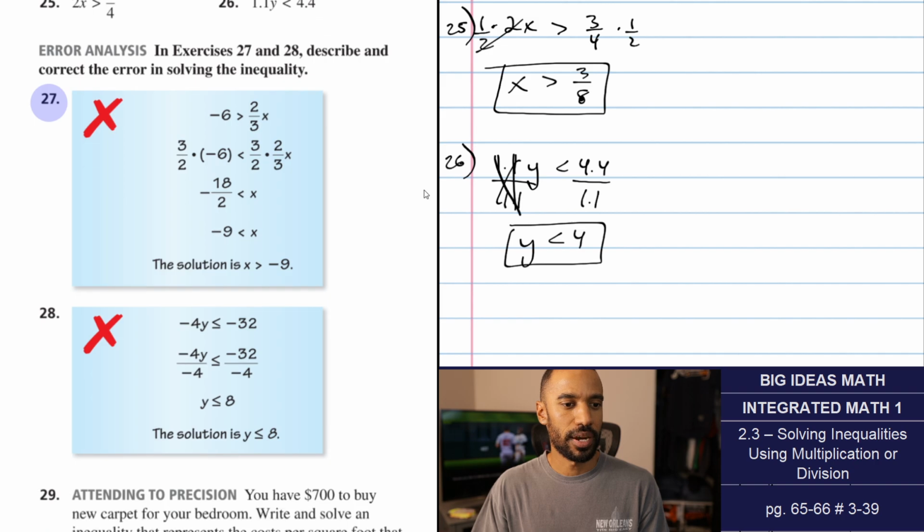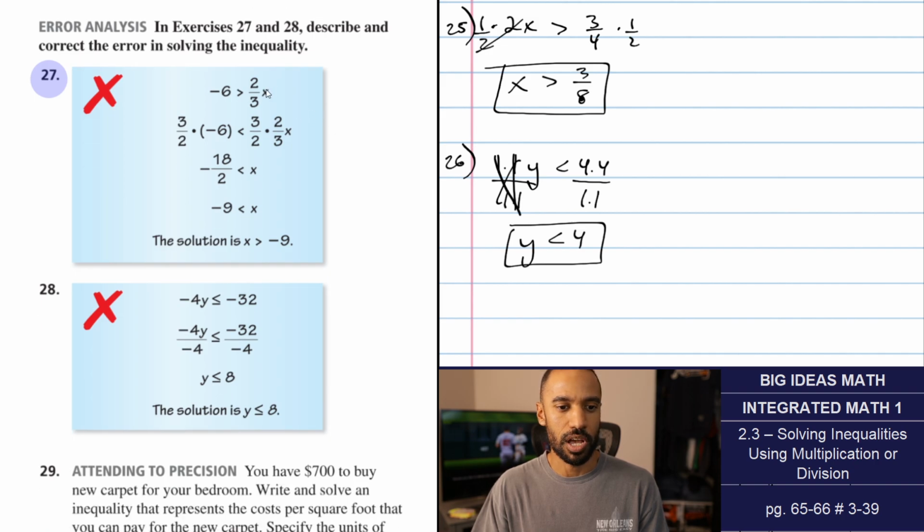Numbers 27 and 28 describe and correct the error in solving the inequality. You're going to bet somewhere they're not going to flip an inequality when using a negative. Here they multiply both sides by 3/2, the reciprocal of 2/3, to work that out. Negative 6 times 3 is negative 18, over 2 is negative 9. But they did flip the inequality. Oh, they shouldn't have done that.